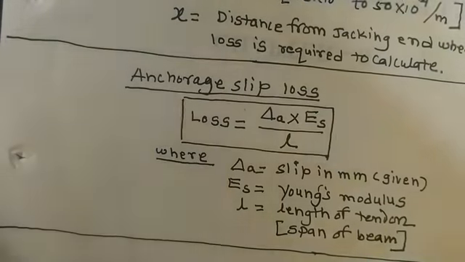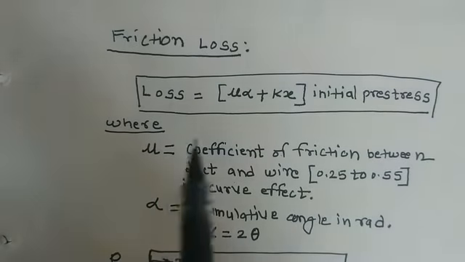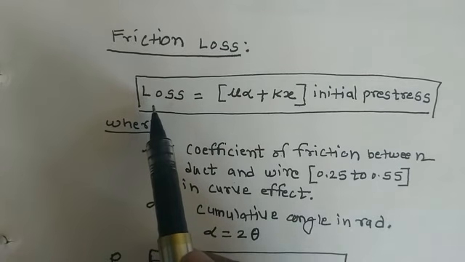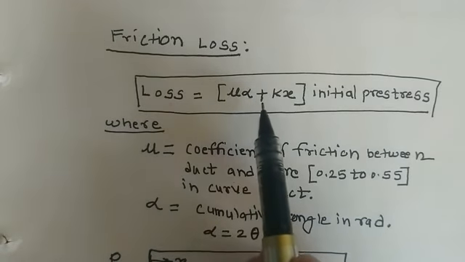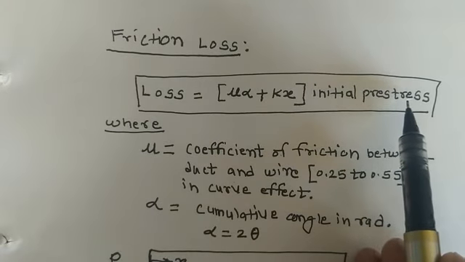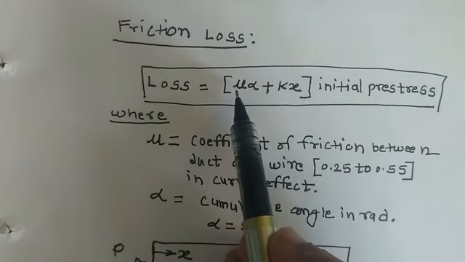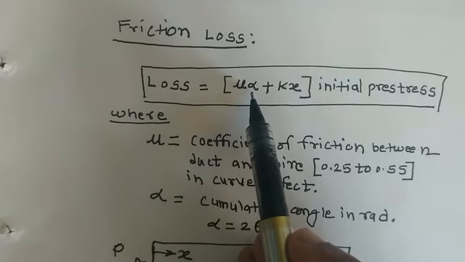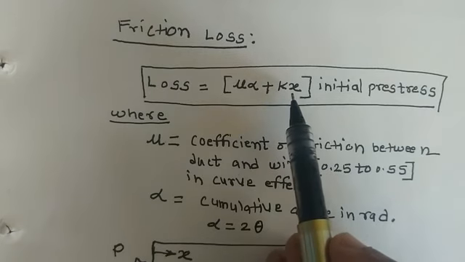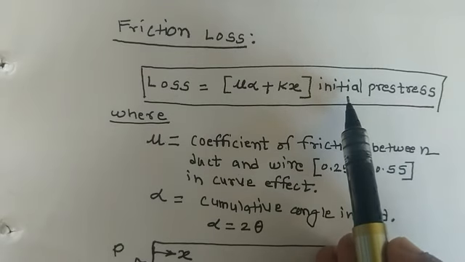Let us revise these two losses. Friction loss is calculated using this formula. Loss is equal to mu alpha plus kx into initial pre-stress. Mu is generally given in the question. Alpha you have to find out. K is generally given in the question. X you have to put. Initial pre-stress is also given in the question.